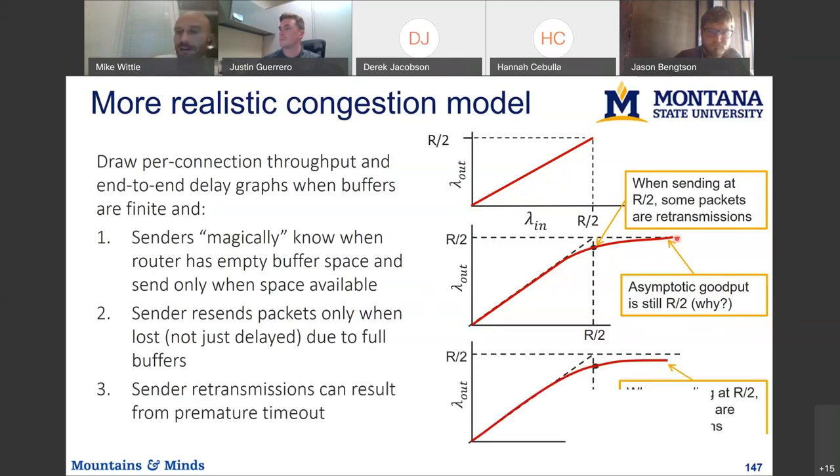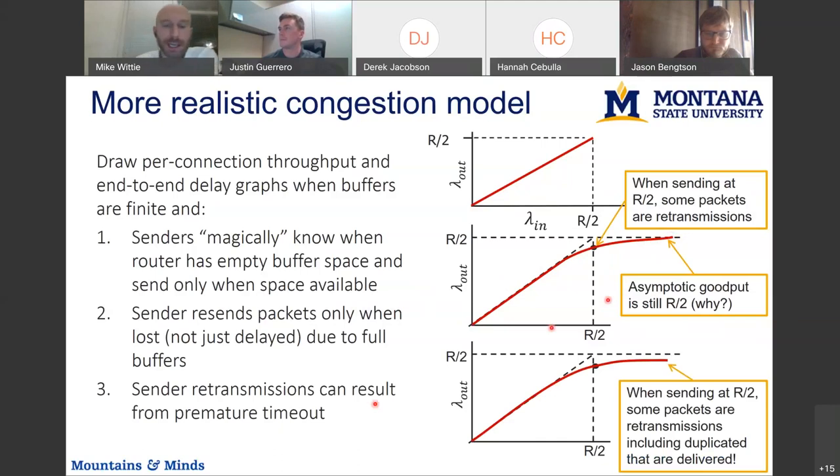The last scenario looks something like this, okay? And the idea here is that retransmission happens not just as a result of loss, but also as a result of premature timeout. So we talked about TCP timeouts, and when the timeout is set incorrectly, or when you guess wrong on how long to wait, you can retransmit a packet that hasn't actually been lost. And so even when we're sending more than R over 2 data, some of those transmissions are duplicate packets, and so you don't asymptotically get to R over 2.